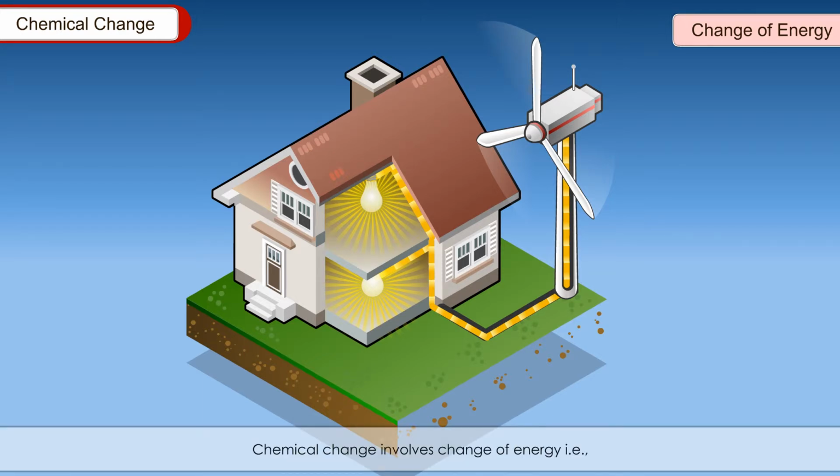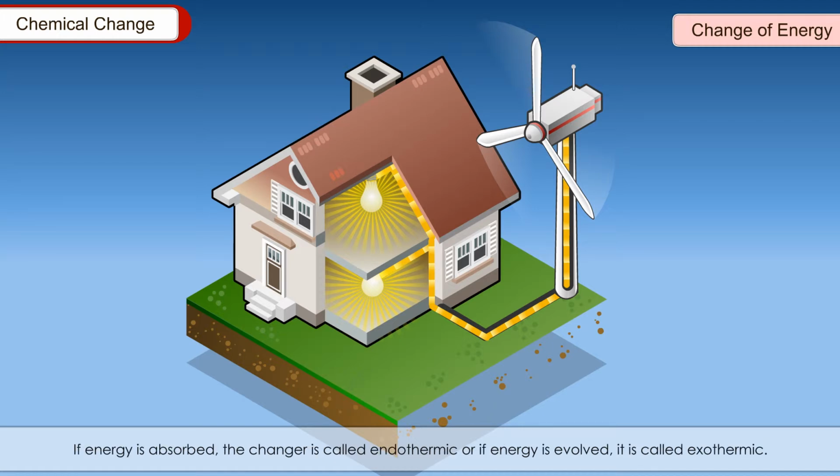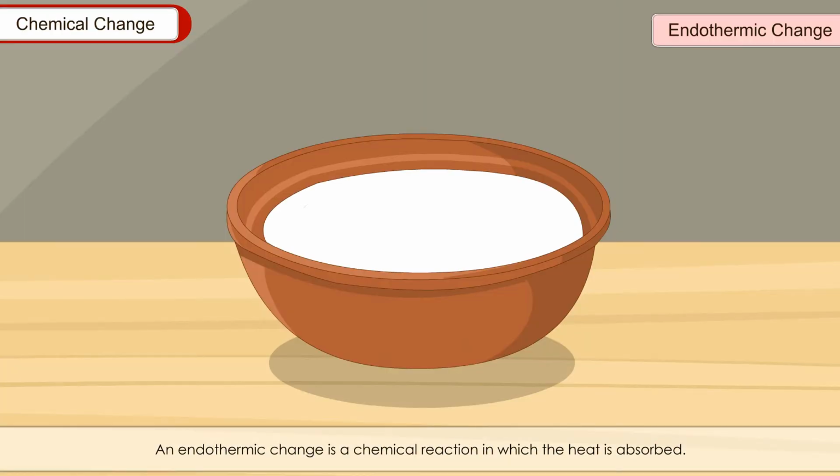Chemical change involves change of energy. That is, the change occurs either by absorption of energy or by evolution of energy. If energy is absorbed, the change is called endothermic, or if energy is evolved, it is called exothermic. These changes are explained taking some examples.